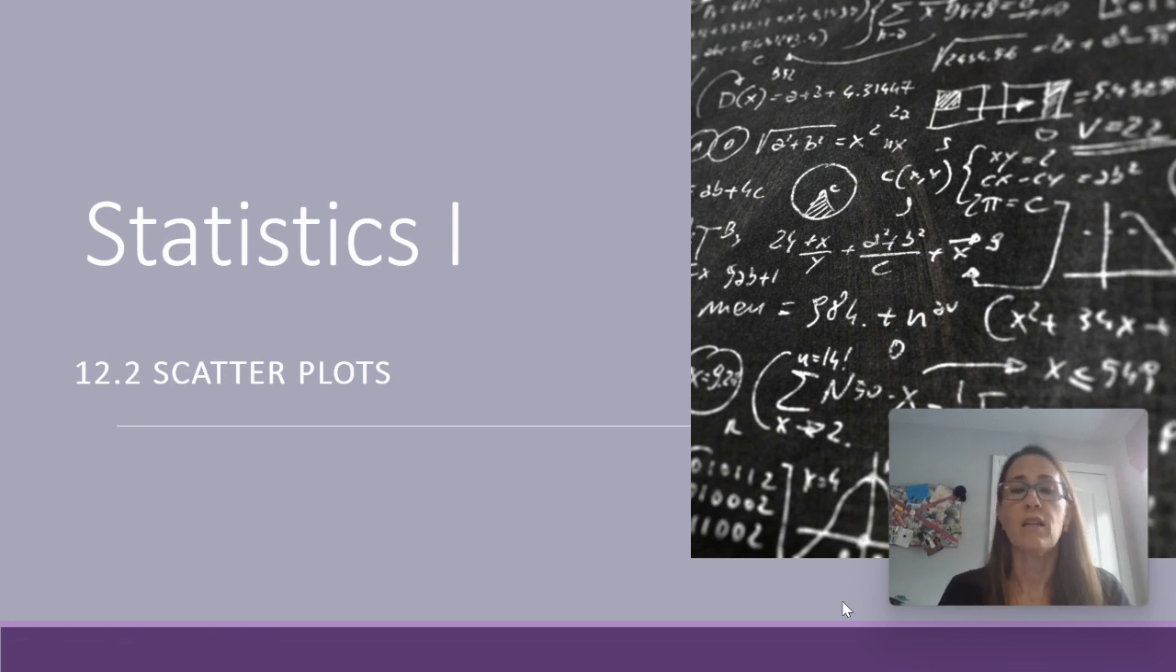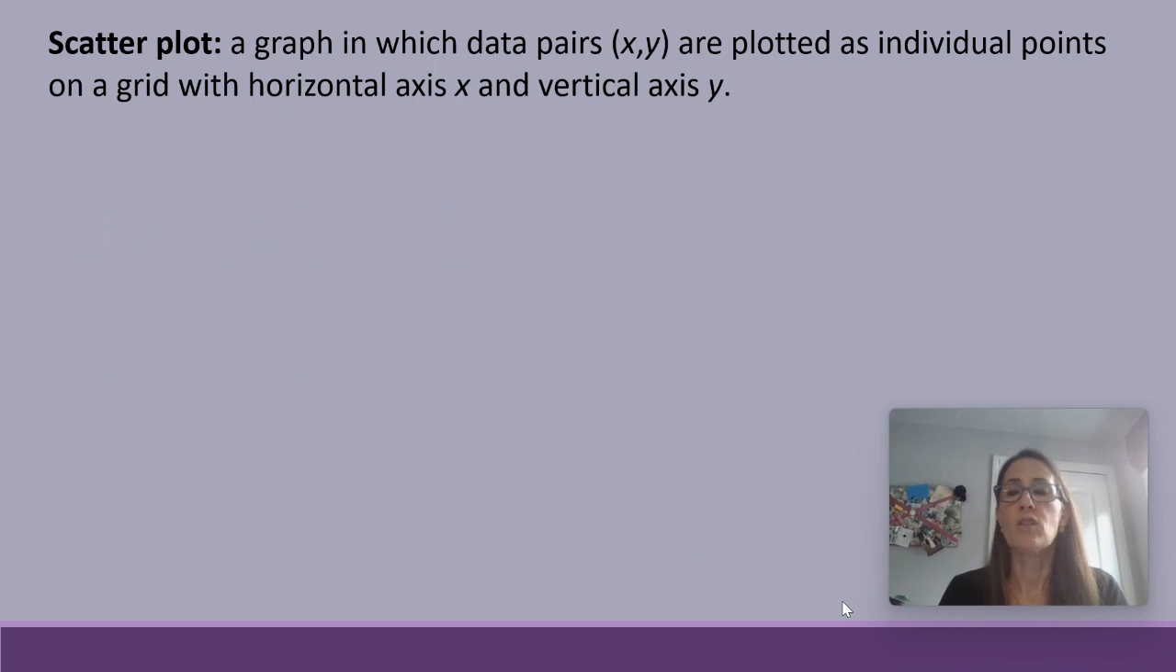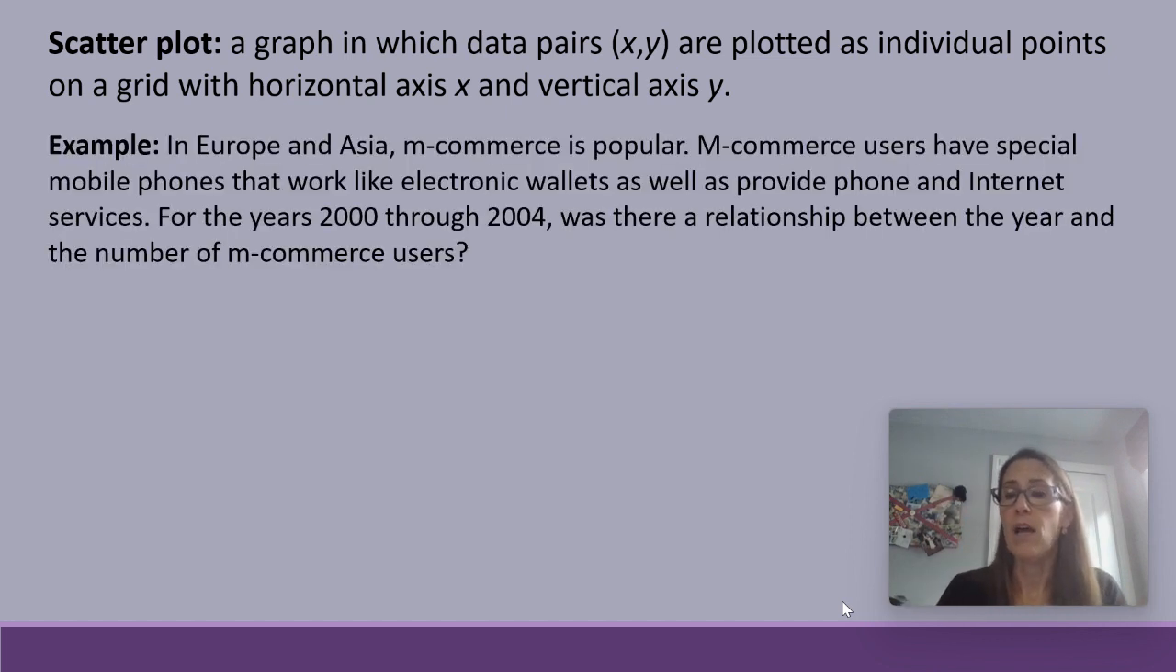This video is going to cover section 12.2 on scatter plots. A scatter plot is just a graph that has our data pairs X and Y, plotted as individual points on a grid with a horizontal axis, which is our X axis, and a vertical axis, which is our Y axis.